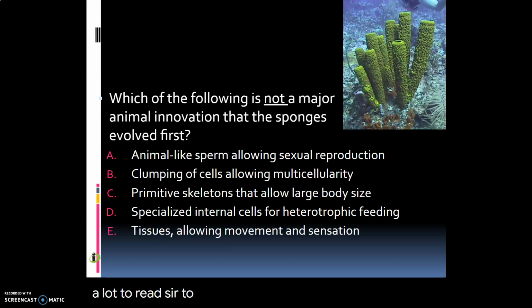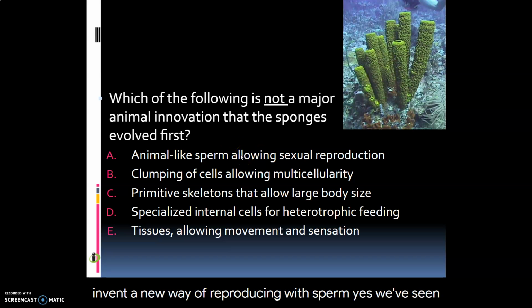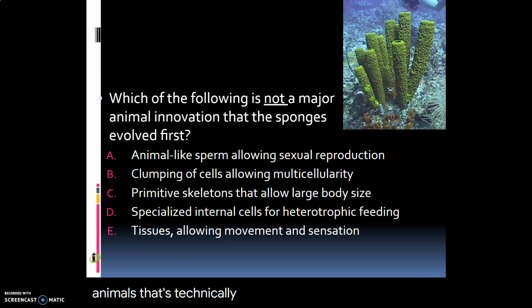And so the answer to this one is E. The sponges basically invent a new way of reproducing with sperm. Yes, we've seen sperm before, but it's a different kind of sperm in the animals. Technically the synapomorphy is the unique animal-like sperm.